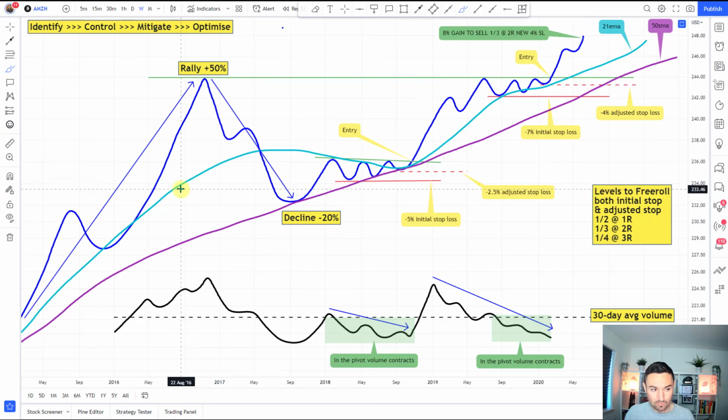But over here, imagine if I was using, instead of the 10 and 21 EMA, the 21 EMA and the 50 SMA. Well, up here at the top of this rally, we may go, well, on a short-term basis, this is extended here. It's broken out from a previous base down here. It's broken out, the stock's now up 50%. It's extended from the 21 EMA.